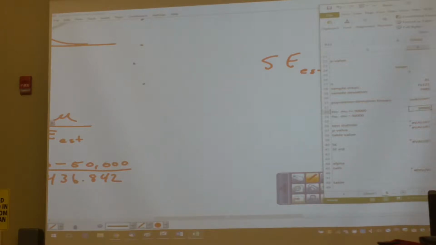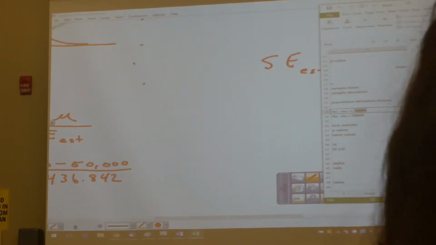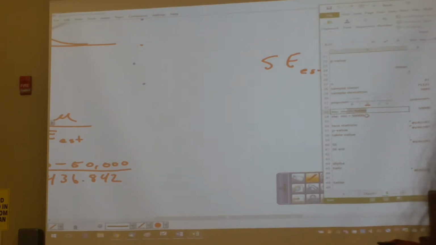Okay. What was my null hypothesis? 69,110. And then my alternative hypothesis is that it was greater than. You never have an equal sign in an alternative hypothesis. The equality statement is always in the null hypothesis.